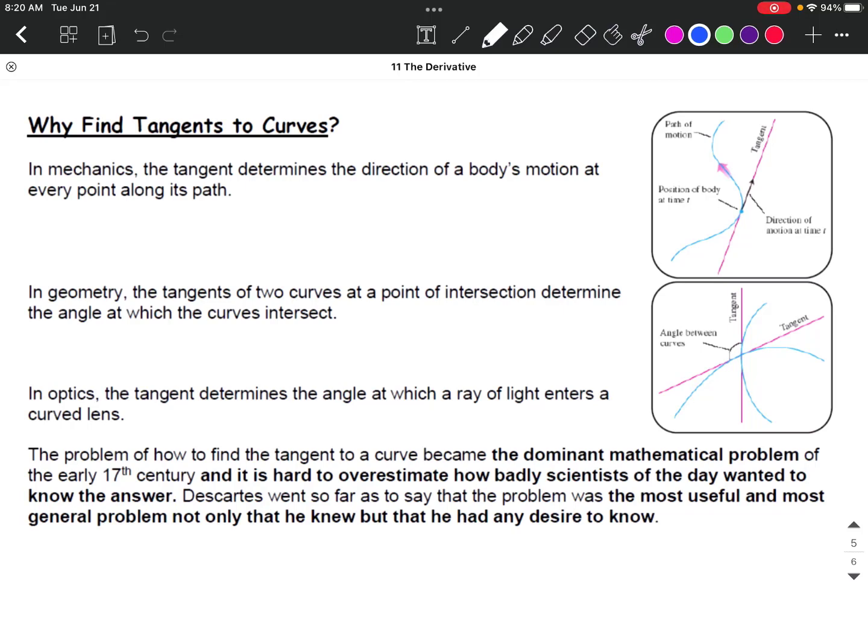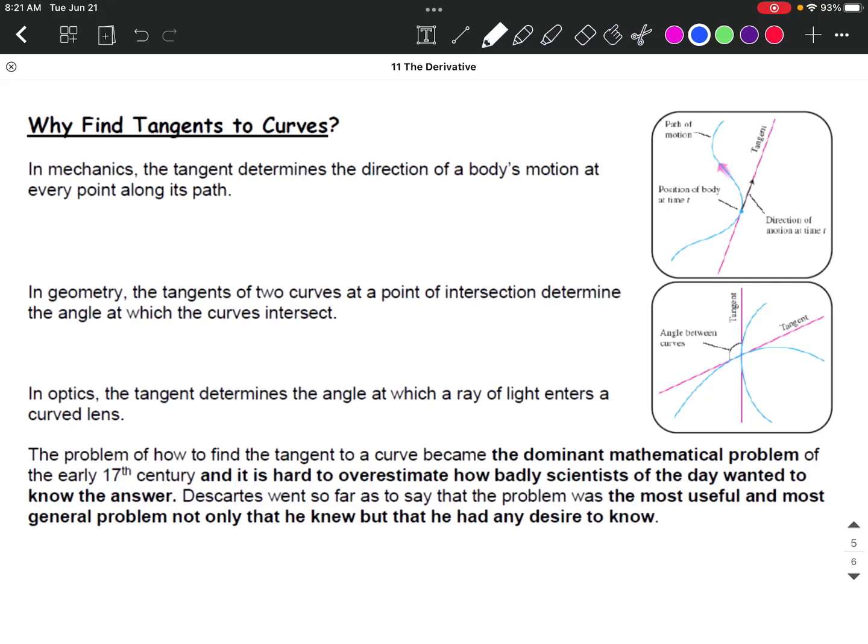You haven't been able to determine the angle at which two curves intersect before because you need their tangent lines in order to do that. In optics, the tangent determines the angle at which a ray of light enters a curved lens, like when you go to find glasses, optometrists and things like that would use this.